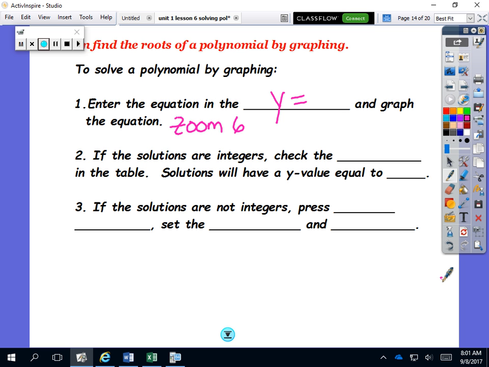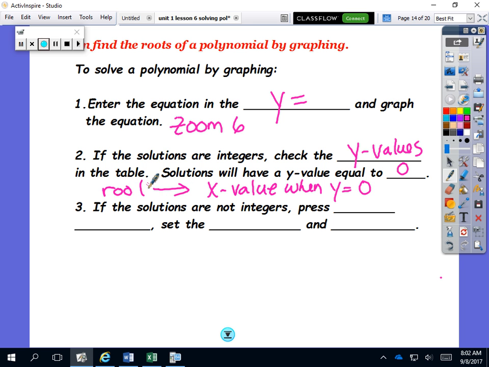So if the solutions are integers, so you look at the graph, you can see they're integers. You can use your trace key on the calculator, or you can look for y values equal to 0. Y value is equal to 0, and then take the x value at, remember the x value when y equals 0 is a solution. So this will be your root or solution.